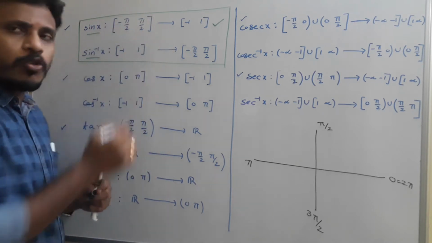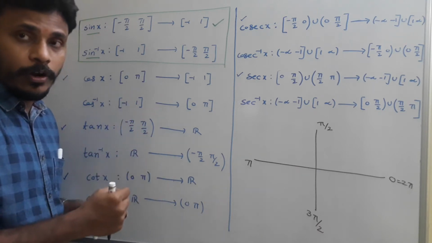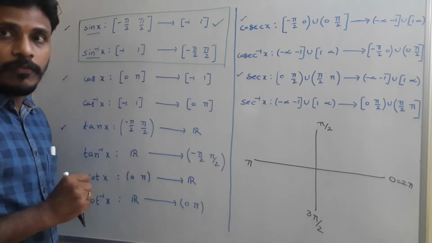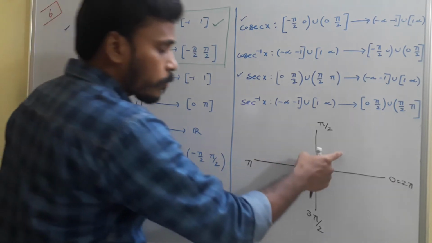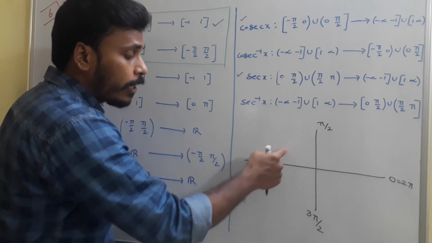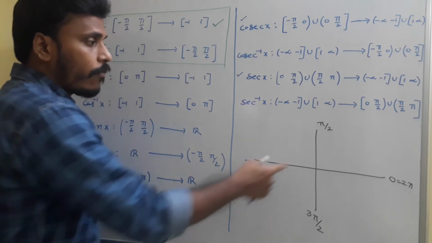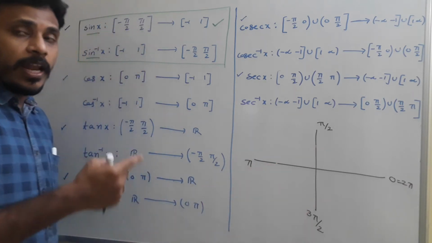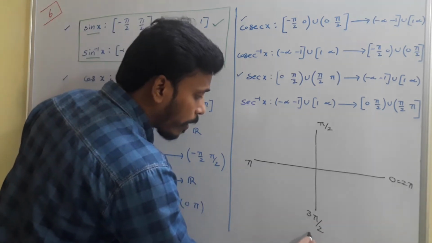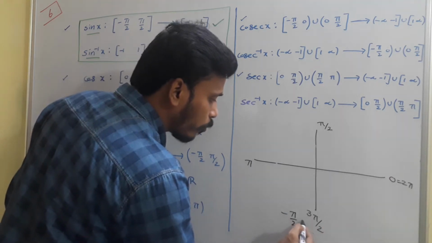To make sin x a bijective function, we need to consider one positive quadrant and one negative quadrant, and if they are consecutive, then it is somewhat comfortable to frame the domain. If your domain is from pi by 2 to 3 pi by 2, taking these two quadrants from 90 degrees to 270 degrees, then also we will get a bijective function. But 3 pi by 2 and minus pi by 2 are the same.